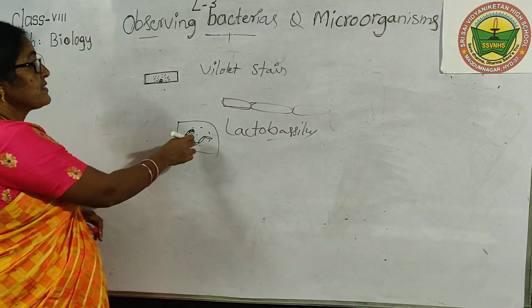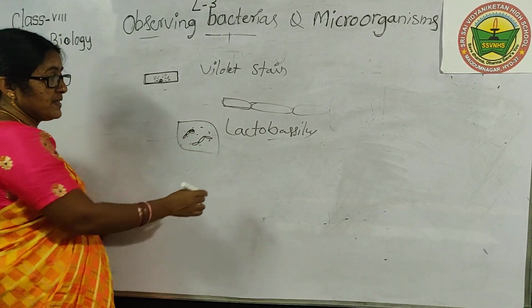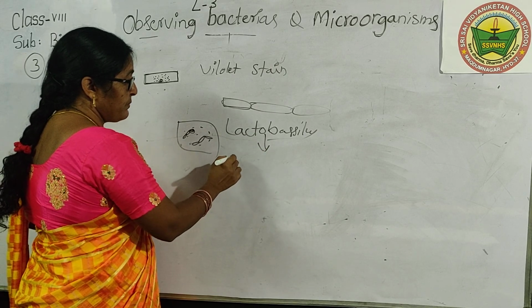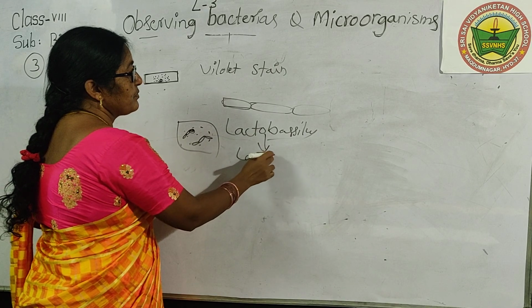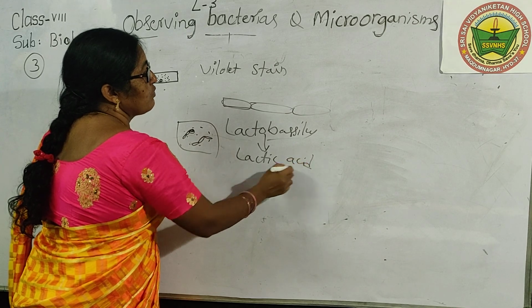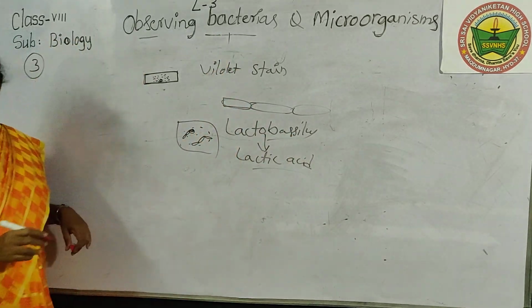That bacteria is present inside the curd. It releases an acid. What is the name of the acid? Lactic acid. So that is one more activity of useful bacteria.